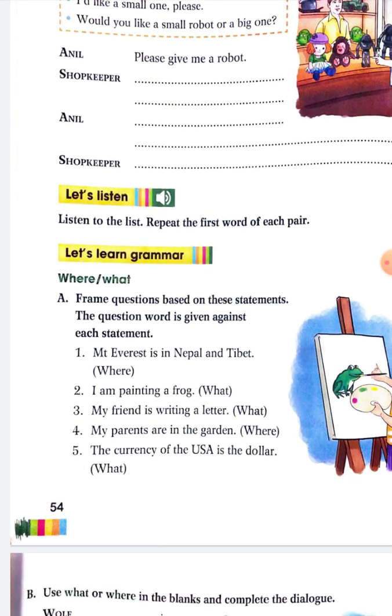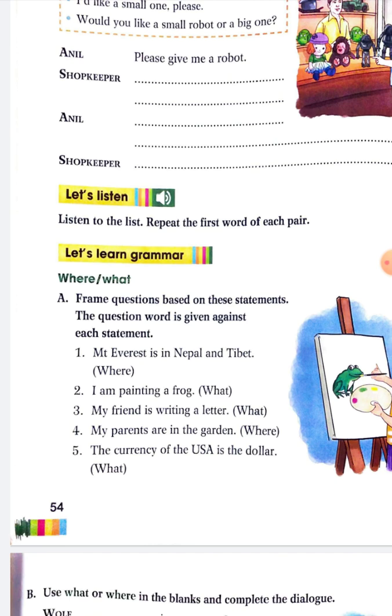Fine. Now next exercise says, using where and what. Where we use for place, what we use for things. Mount Everest is in Nepal and Tibet. So what should we use here? We have to make a question using the question word. What and where are question words. So we'll say, where is Mount Everest?